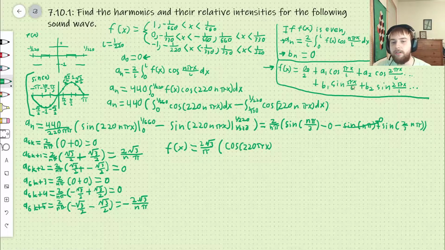Okay, so 2 plus a multiple of 6. So we don't have any 2 term. We don't have a 3 term. We don't have a 4 term, but we do have a 5 term. Remember, there's a minus sign in front of here. This minus sign is very important. This is going to be minus.